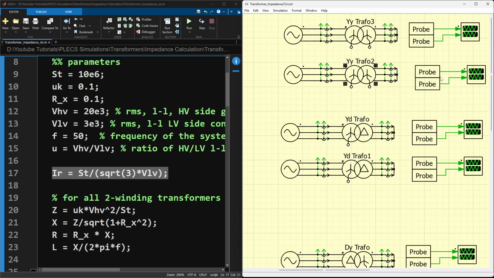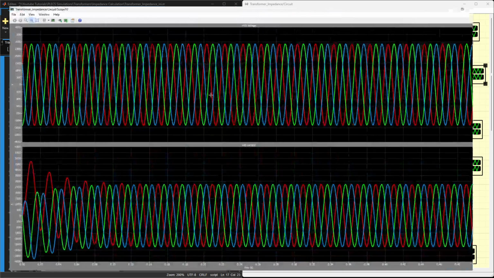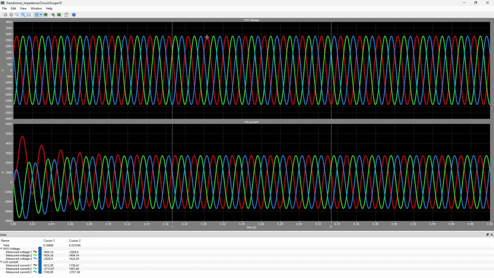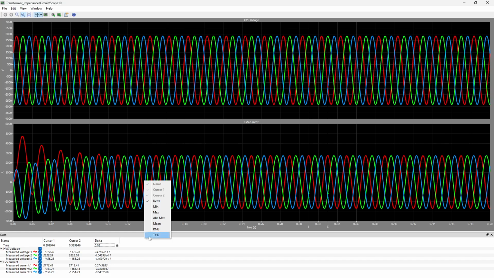For this second simulation, we can check if the values are still correct. We take a delta, specify a period of 20 milliseconds somewhere here, and we are interested in the effective value. The first one is the voltage. 10% of 20 kilovolts is 2 kilovolts, and we have the rated current of 1.924 again, which validates the calculation.